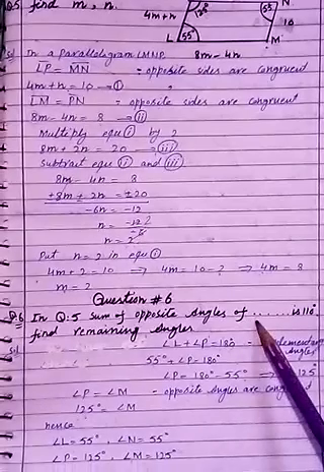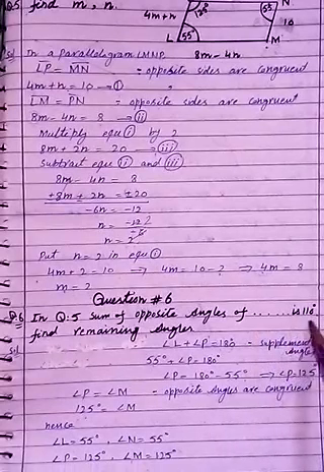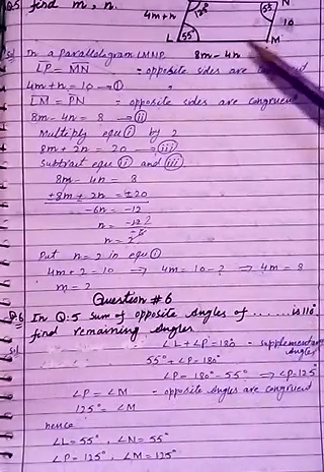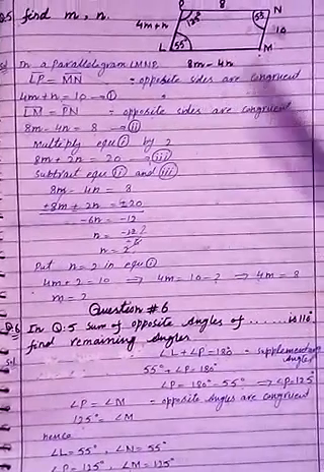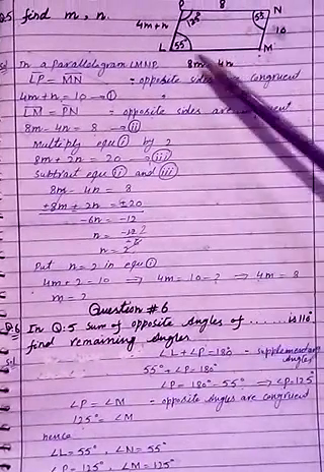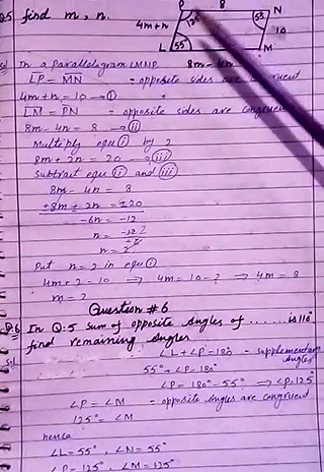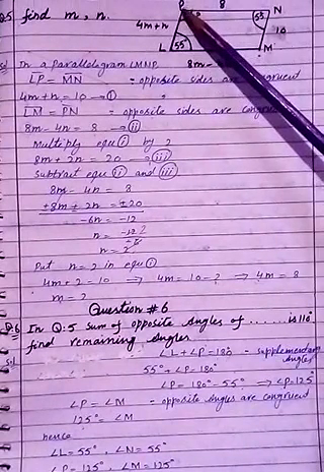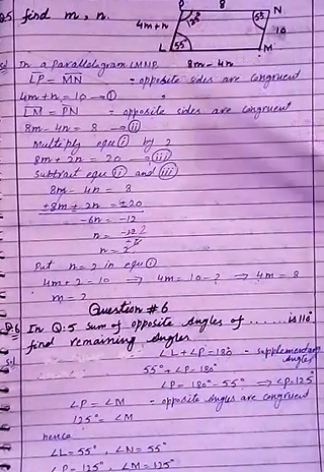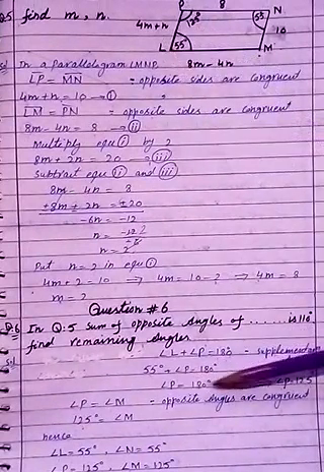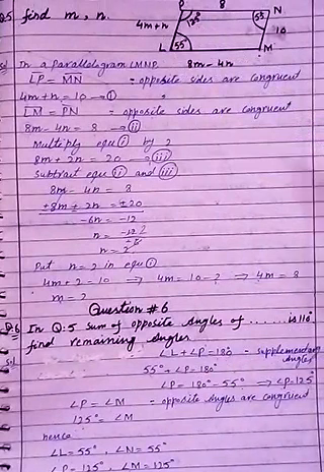Now question number 6. Sum of opposite angles of a parallelogram is 110 degree. Find remaining angles. You have to use the diagram above, it is mentioned in the question, okay. Now its angle L equals 55 and N equals 55. So take the neighbor angle. Angle P plus angle L equals 180 degree. So you get angle P equals 125 degree.